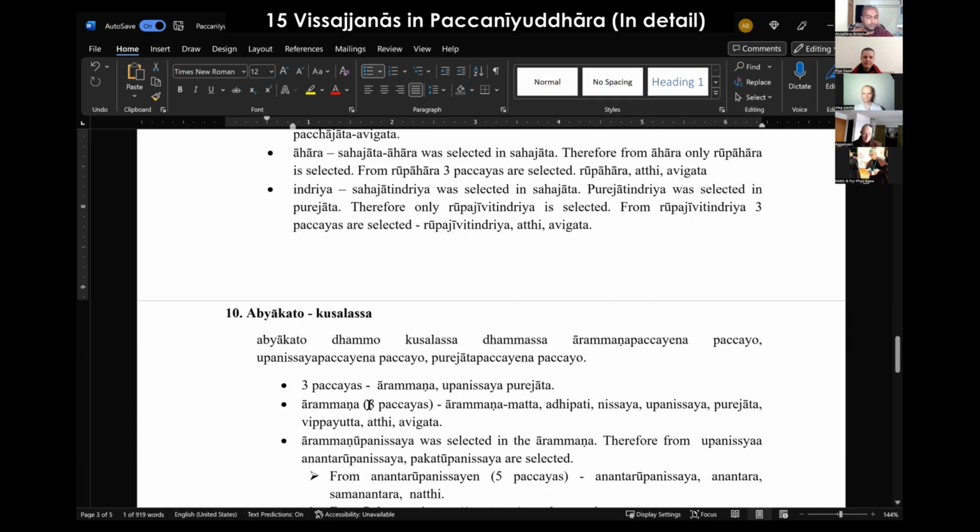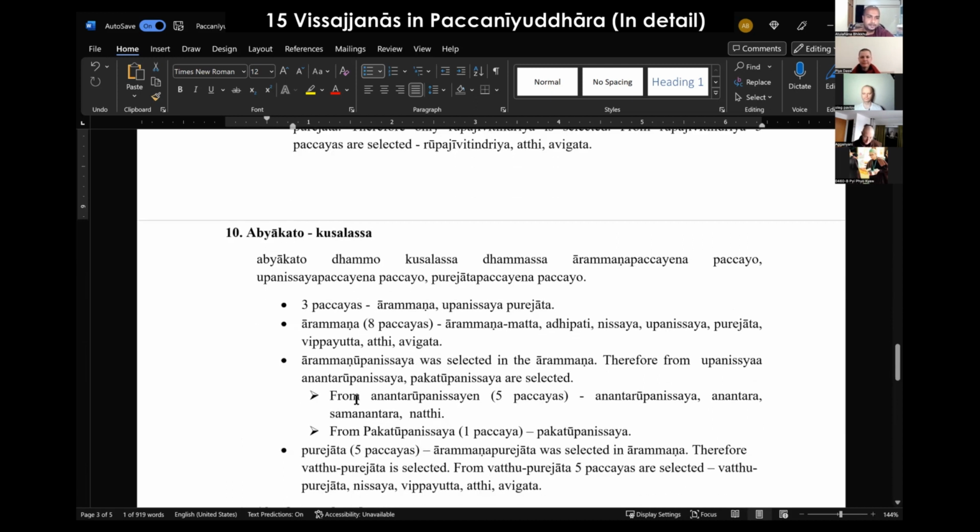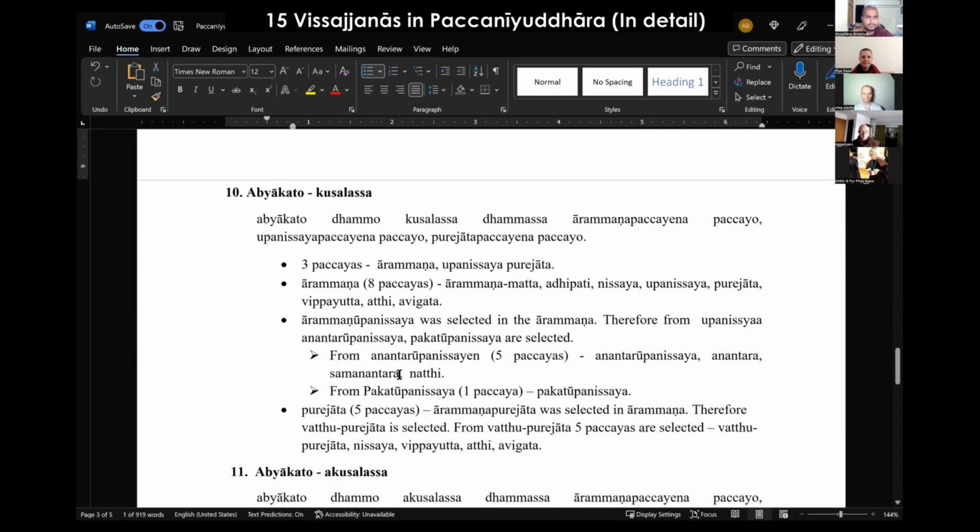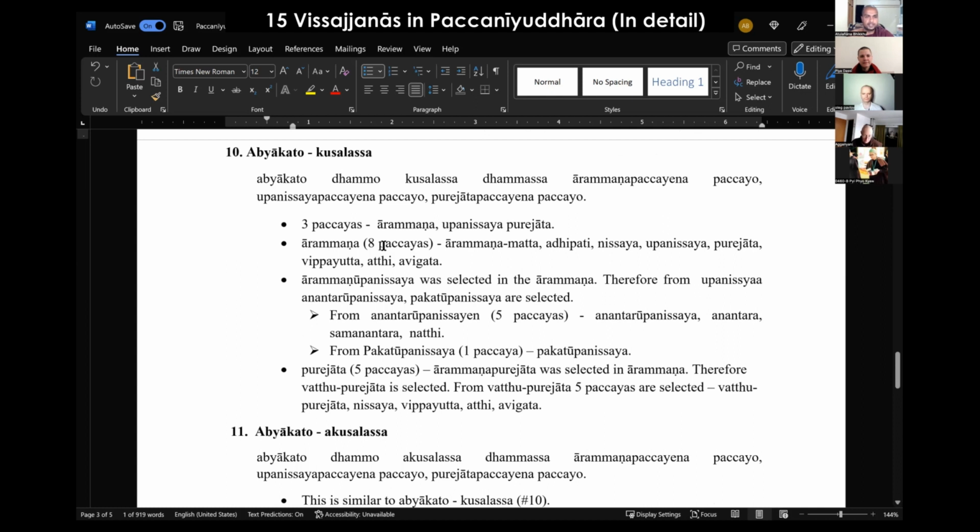Then we move into the 10th relationship, it is the abhyakato kusalassa. It says abhyakato dhammo kusalassa dhammassa nārammaṇapaccayena paccayo, upanissaye paccayena paccayo, purejāta paccayena paccayo. So there are 3 paccayas here: ārammana, upanissaya, and purejāta. And from ārammana, there are 8 paccayas: ārammana matta, adhipati, nissaya, upanissaya, purejāta, vippayutta, atti, and navigata. Right? All 8 paccayas which come in the ārammana group come here in abhyakato kusalassa.